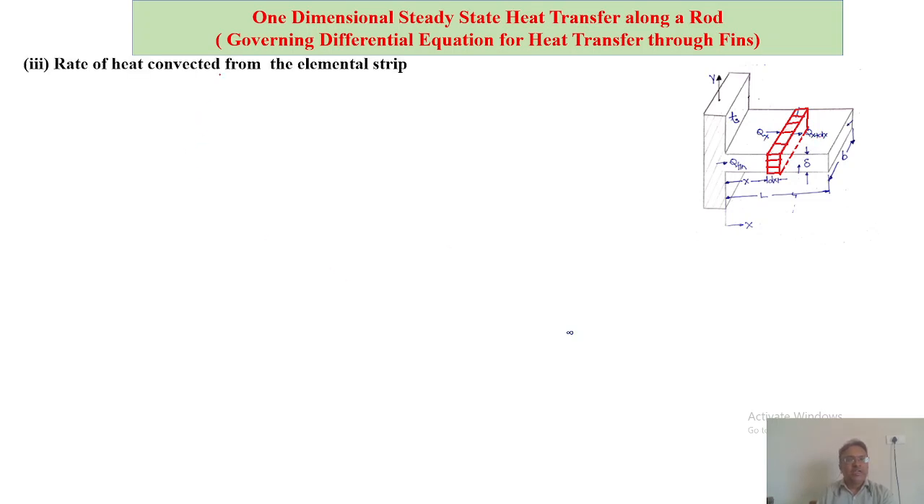Now the rate of heat convected from the elemental stripe. Heat is also convected from this stripe surface at the rate q convection. So from Newton's law of cooling, q convected will be h, and what will be the surface area of this elemental stripe from which heat is being convected out to the environment? It will be A dx, the surface area of thickness dx, into Ts minus T infinity.